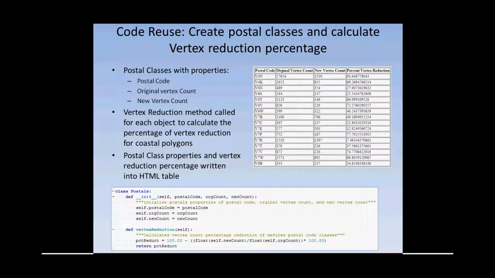Creating postal classes, another one of the requirements. I created a postal code class with the properties of postal code, original vertex count, and new vertex count. I was able to then call a function within that class using the postal code class to calculate the vertex reduction. And you see the table up here is the final result, and I put that into a HTML table for presentation.